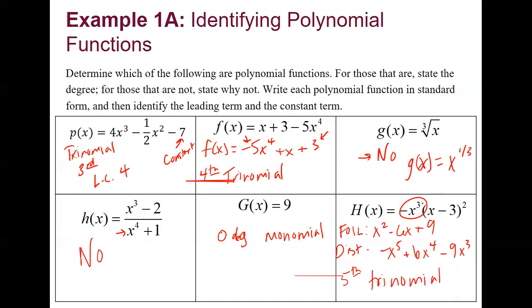So the hint here is when you have two polynomials being multiplied, to find their degree, you just add their highest powers. What's 3 plus 2? And what did we come out to be? A 5th degree. When you are multiplying two polynomials to find their degree, you're just adding the highest powers. So 3 plus 2 makes this a 5th degree polynomial.